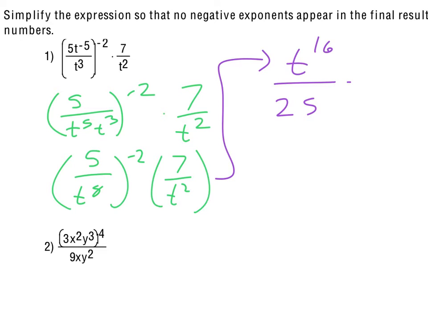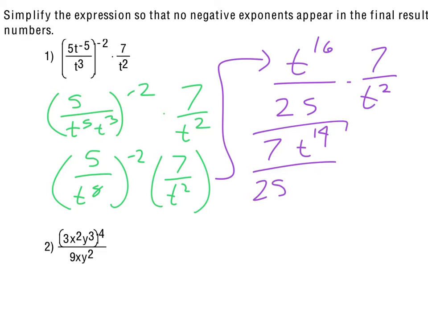Now that's still being multiplied by the 7 over t squared. Now the 7 and 25 can't reduce. The t's can though, so we get a t to the 14th on top. So that's what we're looking at for our answer on that one.